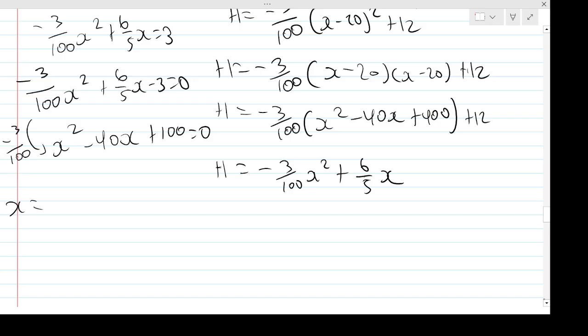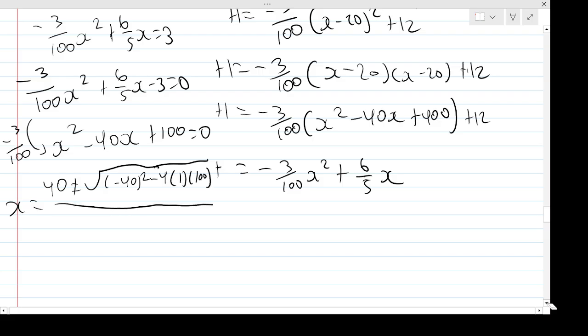So x is going to be, well, minus 40, so that's going to be plus 40, plus or minus the square root of minus 40 squared, minus 4 lots of 1, lots of 100, all over 2 lots of 1. Let me write that out.